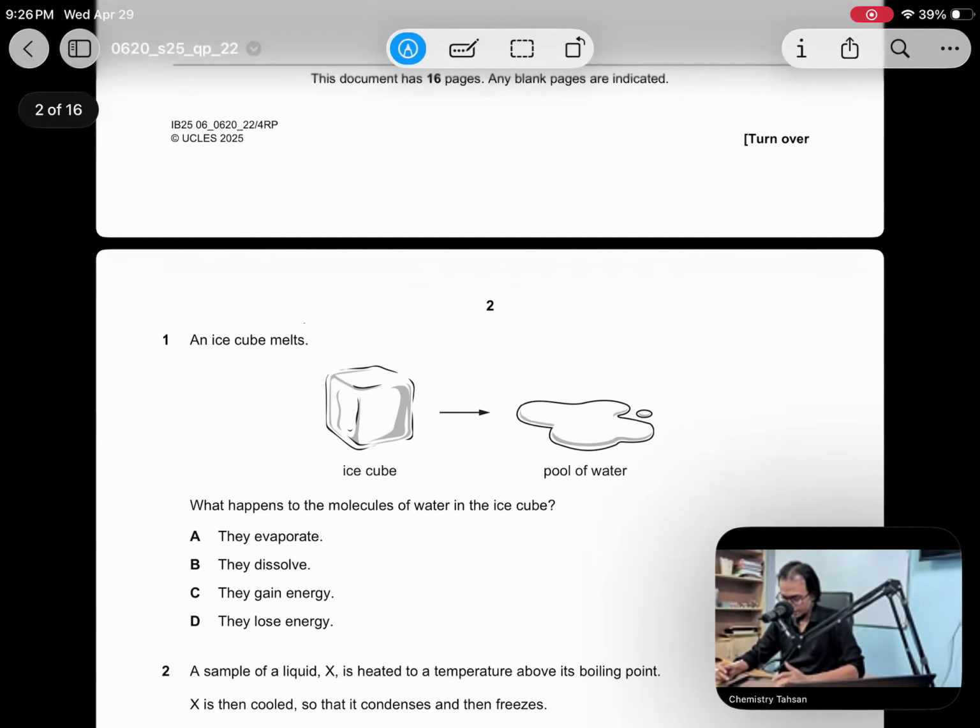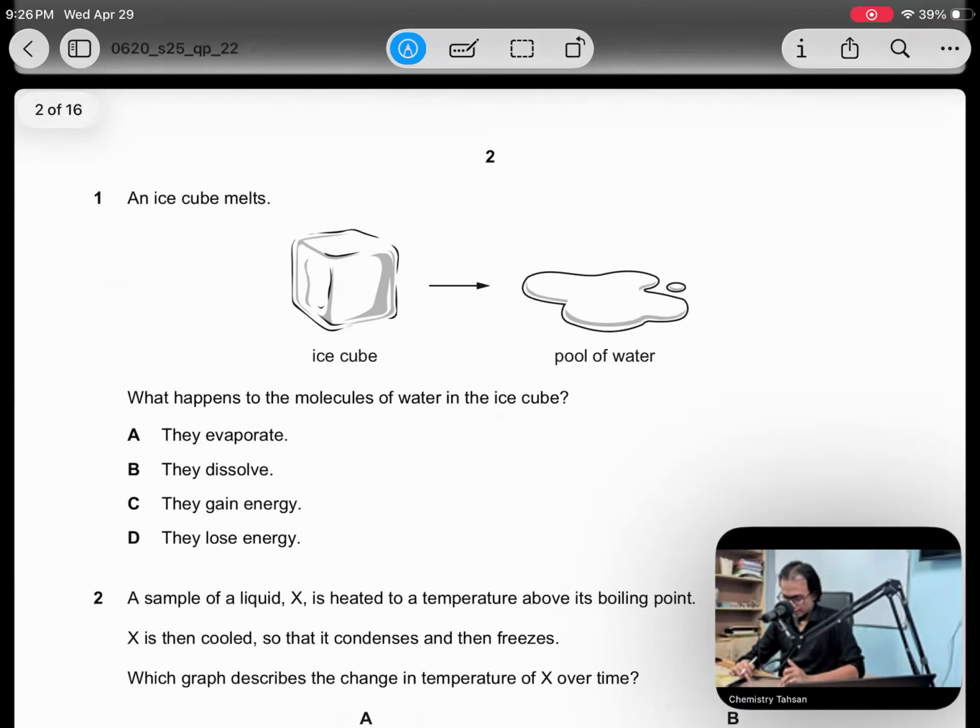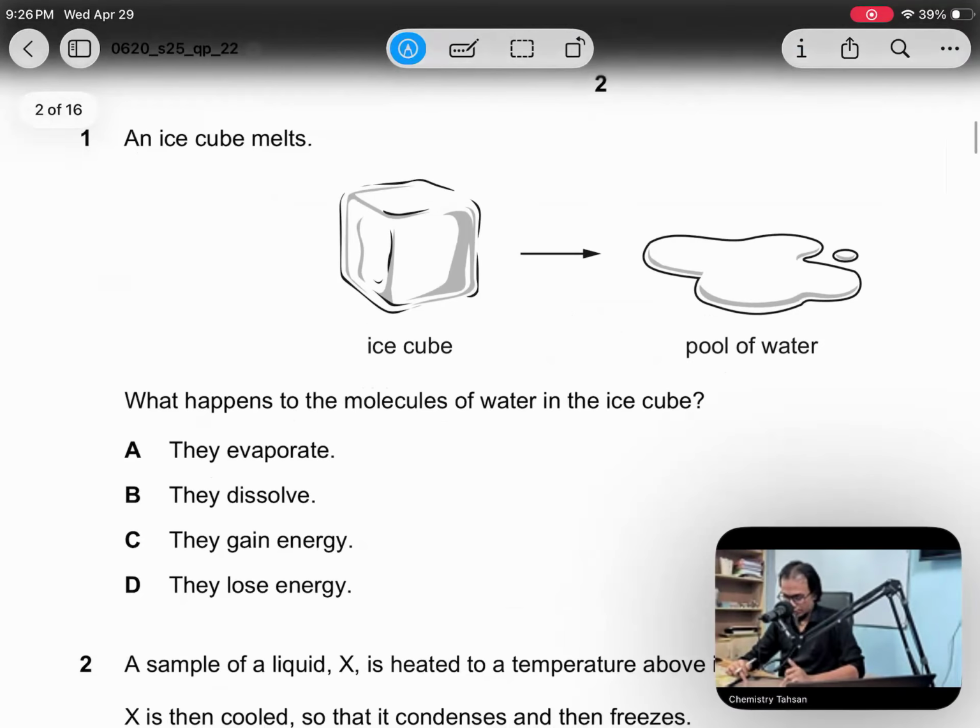দেখো question number 1, an ice cube melts. What happens to the molecules of water in the ice cube? So if an ice cube melts, then they dissolve.